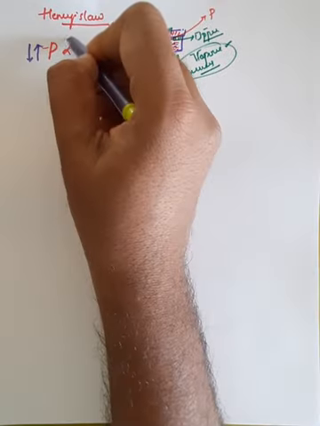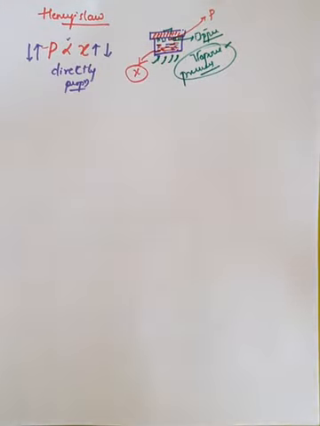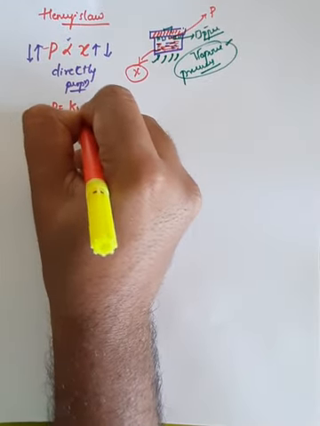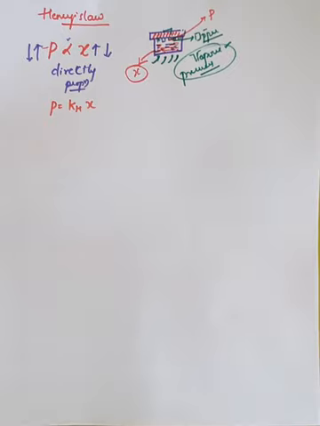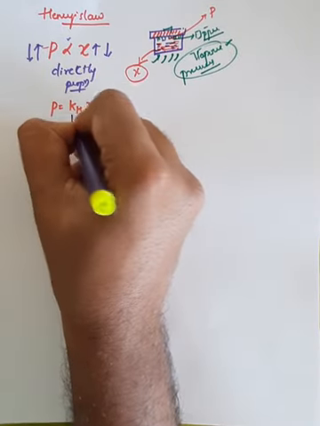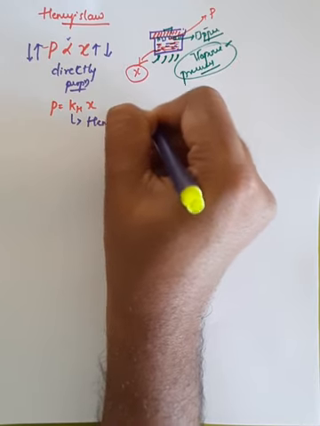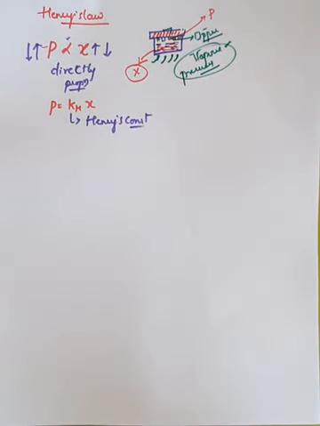To remove this proportionality, we can use a constant: P is equal to Kh into X. Here Kh is called Henry's constant.